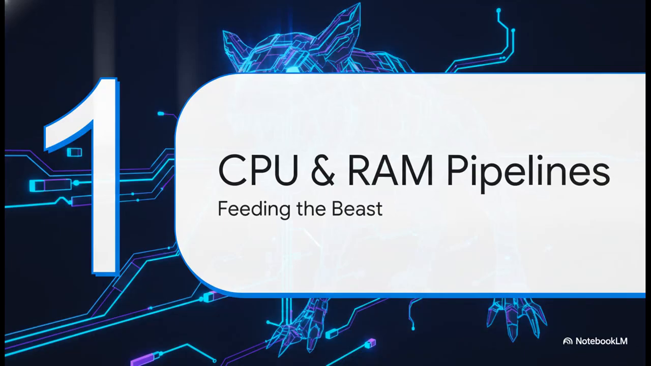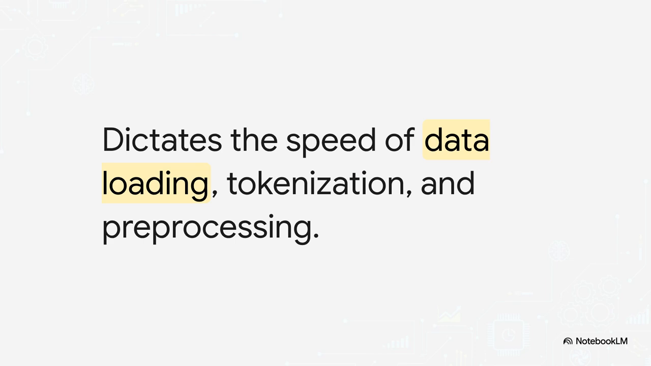All right, let's look at CPU and RAM pipelines. This is all about feeding the beast. Before we even touch the GPU, we have to understand how the data gets there. So on the CPU side of your rig, the CPU core clock dictates how fast each core runs its instruction pipeline. For ML specifically, this directly impacts how fast your data loaders can actually perform data loading, tokenization, preprocessing, and augmentation. If you're running a single-threaded or even lightly threaded data loader, a higher CPU core clock gives you much faster per-sample preprocessing, which keeps your whole pipeline moving.